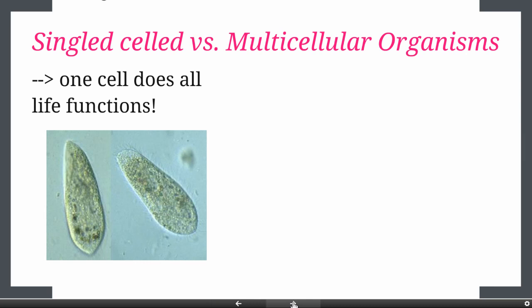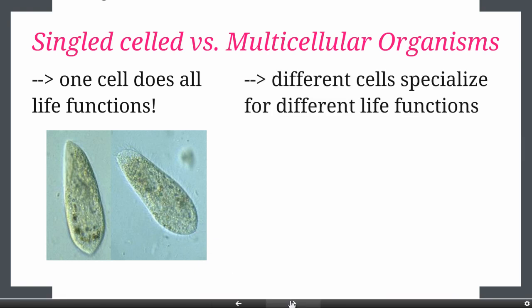So here's some little paramecium. This is a single-celled organism. It's covered in little hairs. It waves itself around, and here we have different organelles inside the cell. These guys are actually secondary consumers, so they're going to feed on other single-celled organisms in pond water. If you're multicellular, usually you have different cells that specialize for different life functions.